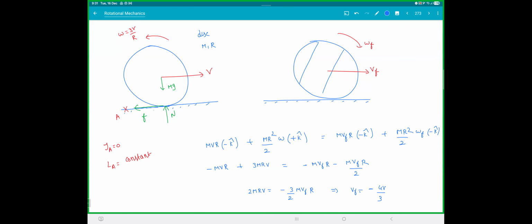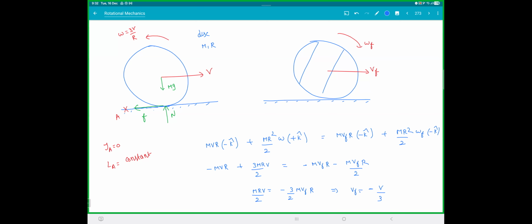Anyone else got that? Did I mess up somewhere? Looks right. Check. I think you guys got V by 3, I guess. Looks like I messed up somewhere. MR square by 2 omega. There is a 2 sitting here. Then this will be MRV by 2. This is V by 3.